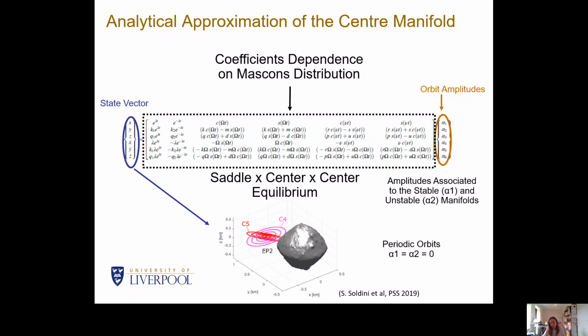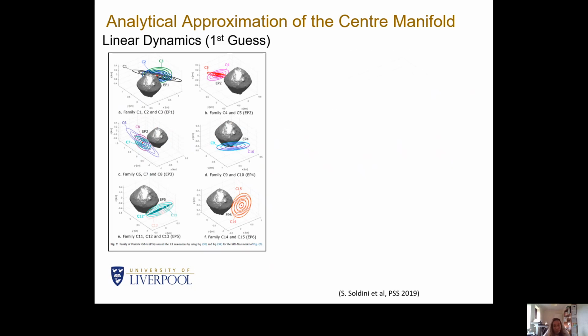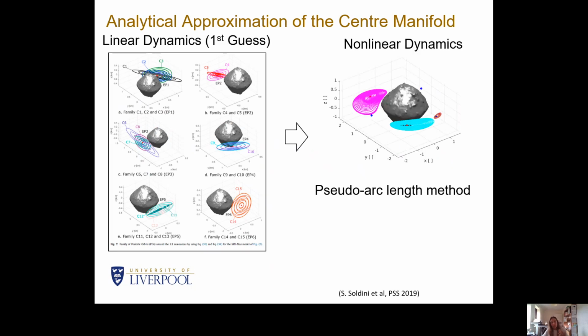Given a MASCON distribution, number of masses and density distribution, so mass distribution, just by placing the amplitudes alpha 1 and alpha 2 to 0, and then the other ones are free to be chosen, how big you want your orbit in X and Y and Z, then you can find the center manifold, which are actually possible regions where particles could be trapped. Then this feeds as a first guess solution to the nonlinear dynamics, and with the pseudo-arc length method we can find the orbit in nonlinear sense.